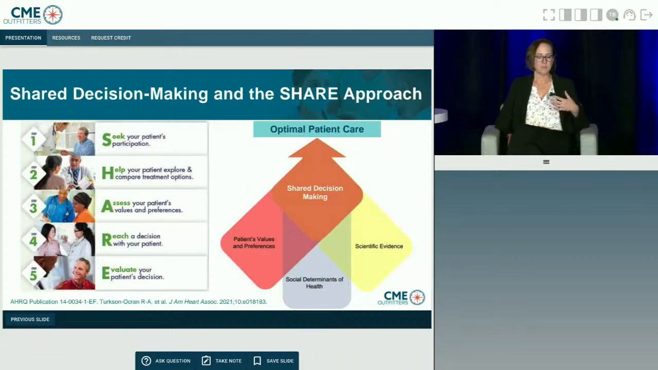That's how you're going to be able to implement something that's meaningful for that patient and acceptable for you as the provider. And then the last step, and Dr. Paris and I have talked about this before, the last step of this is to evaluate the decisions that were made together on an ongoing basis.